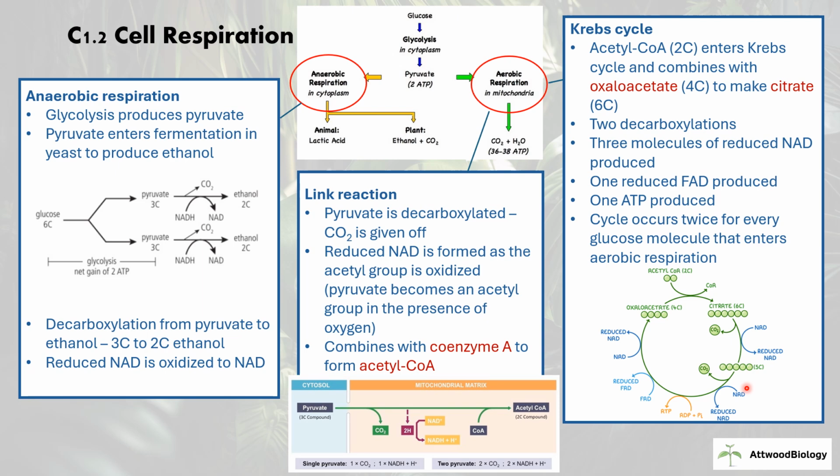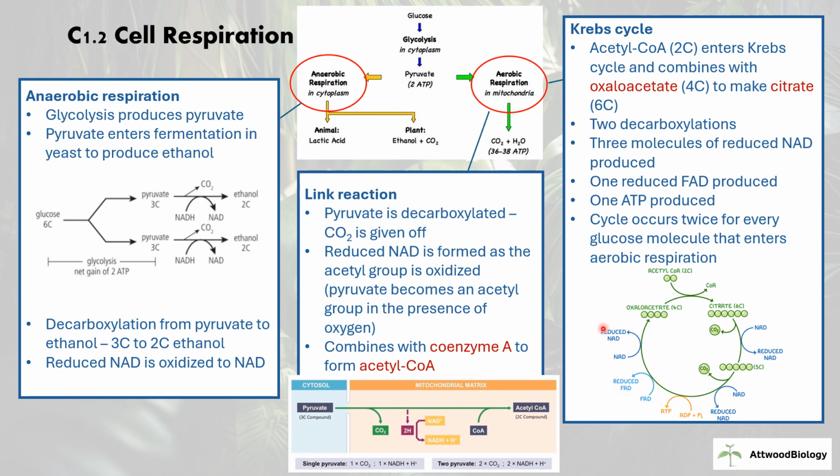We have 2 decarboxylations as we go along, so we lose 2 carbons, which means that that 6-carbon citrate turns into a 4-carbon intermediate. As we go through the Krebs cycle, you can see that we're going to produce 3 more molecules of reduced NAD. We're going to produce 1 ATP molecule, and we're also going to produce another molecule called reduced FAD. Now that's very similar to NAD. We're also going to save that reduced FAD for later.